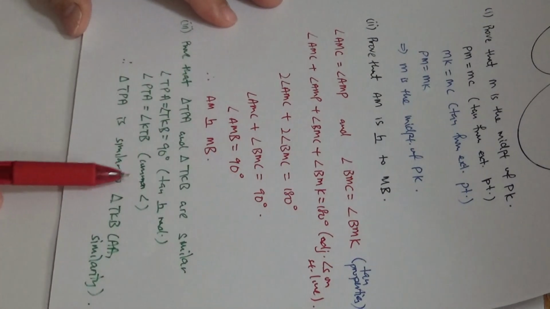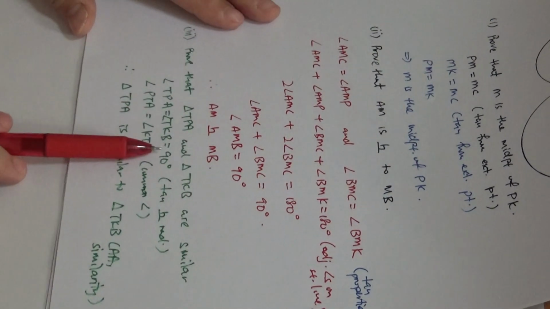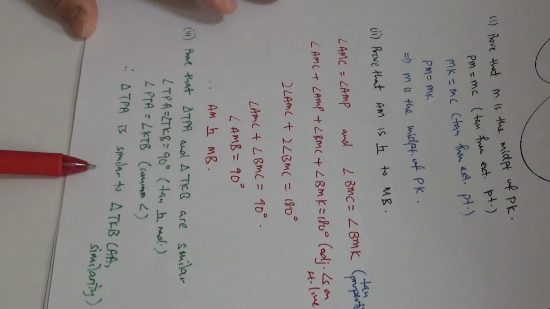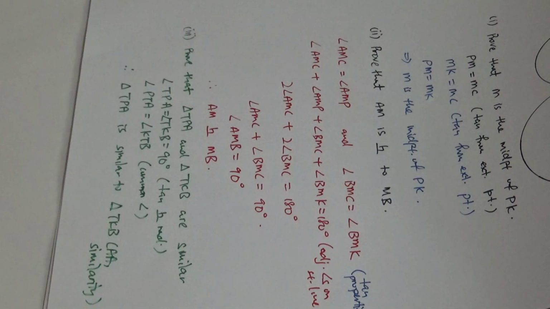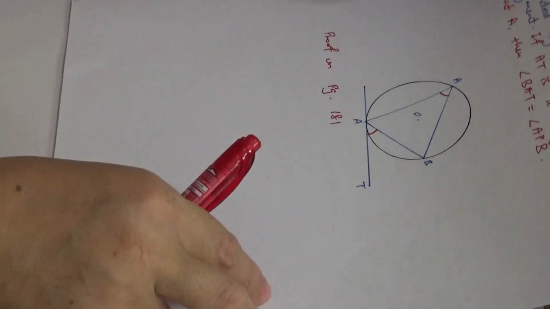Now to prove the similarity, I again use AA similarity. I prove that this is 90 degrees, this is a common angle, then this will be similar due to AA similarity property. Alright, next, I'm moving on to the alternate segment theorem.